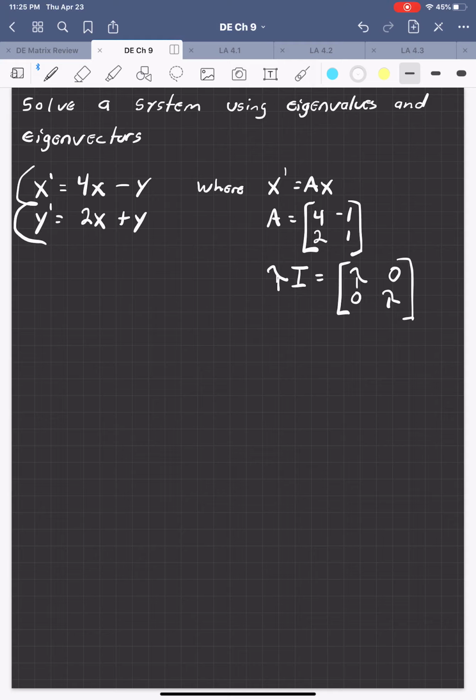Now, they give us a little bit more information. Clearly, we already know that the normal form is x prime equals Ax. But they tell us that A is a 2 by 2 matrix, and they tell us what it is. Furthermore, they didn't have to give us this information, but lambda I would be written in 2 by 2 matrix form. So how do we proceed? We proceed by starting with the characteristic equation. This determinant of A minus lambda I is where we begin, and this is the characteristic equation.